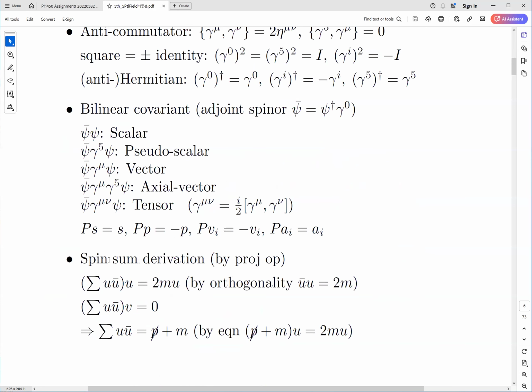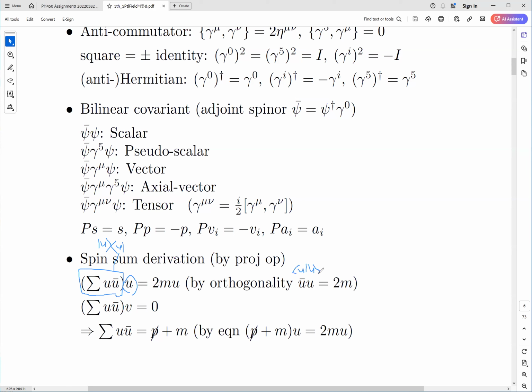Finally, today we discuss the spin sum derivation by using projections. This spin sum relation is actually an outer product and is usually applied in QED calculations. So u and u bar are spinor solutions. This is the outer product of the spinors, and this outer product is actually a projection operator. By using the orthogonality between the spinors u and u bar, this is the inner product here.